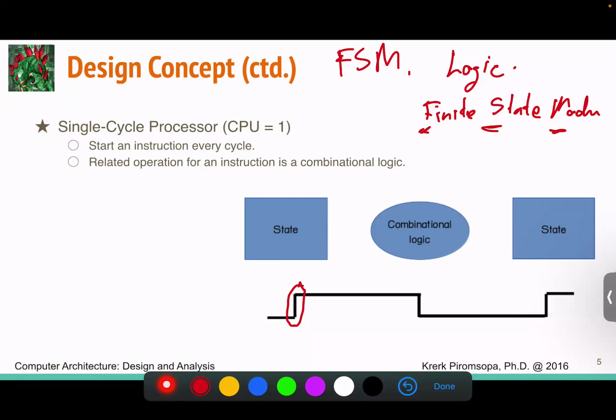Okay. So the idea is whenever a new clock is coming, usually the rising edge, we're going to change state. Every new clock we change the state. And in between, it's combinational logic, AND, OR, NOT, basically. That's the basic thing.